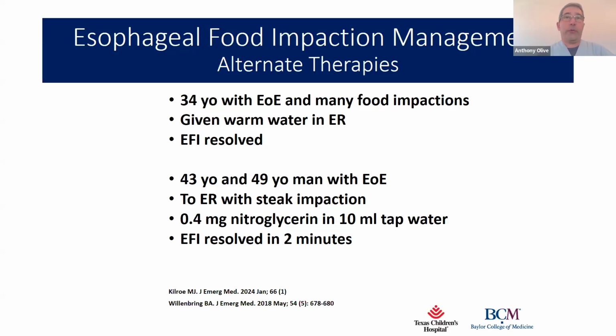We know that esophageal food impactions can resolve spontaneously. So isolated reports like this don't really tell you a lot. What's really needed are controlled studies, placebo-controlled studies, to see if there are any significant differences in one approach versus the other.